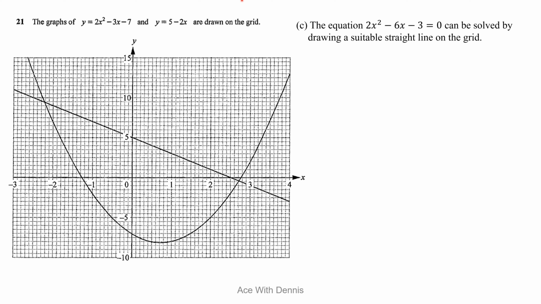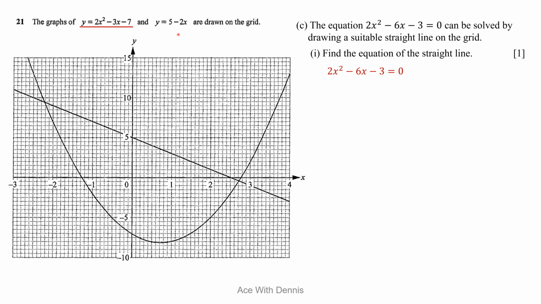C. The equation 2x squared minus 6x minus 3 equals 0 can be solved by drawing a suitable straight line on a grid. 1. Find the equation of the straight line. 1 mark. So to answer this question, what we need to do is modify the equation given, 2x squared minus 6x minus 3 equals 0, so that the left hand side of this equation is the same as 2x squared minus 3x minus 7.